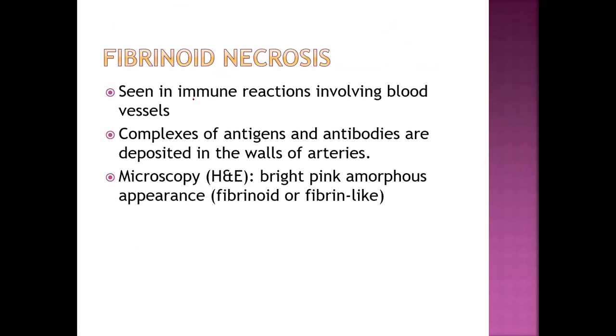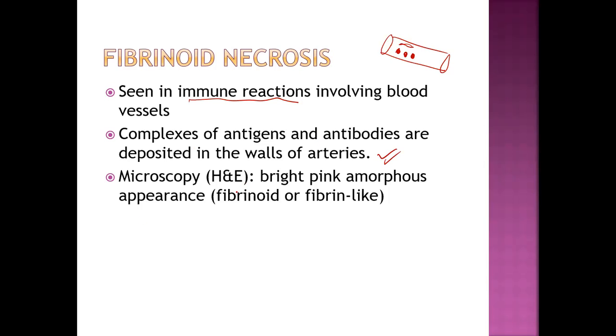Fibrinoid necrosis is seen in immune reactions involving blood vessels. Suppose this is a blood vessel, and immune complexes are deposited here. So acute inflammatory cells can be seen around the fibrinoid. Complexes of antigen and antibodies are deposited in the walls of the arteries, as I have already said.